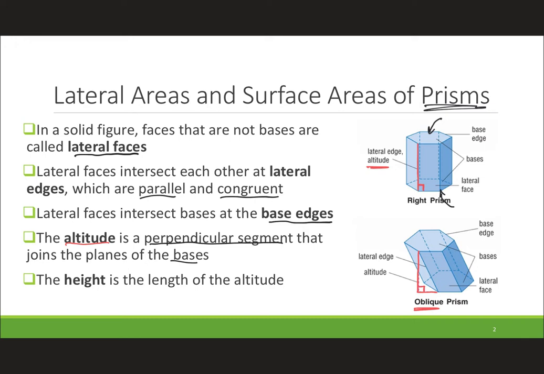So, as a recap, prism: 3D figure with two bases, connected by lateral edges or faces. Okay, let's keep going.